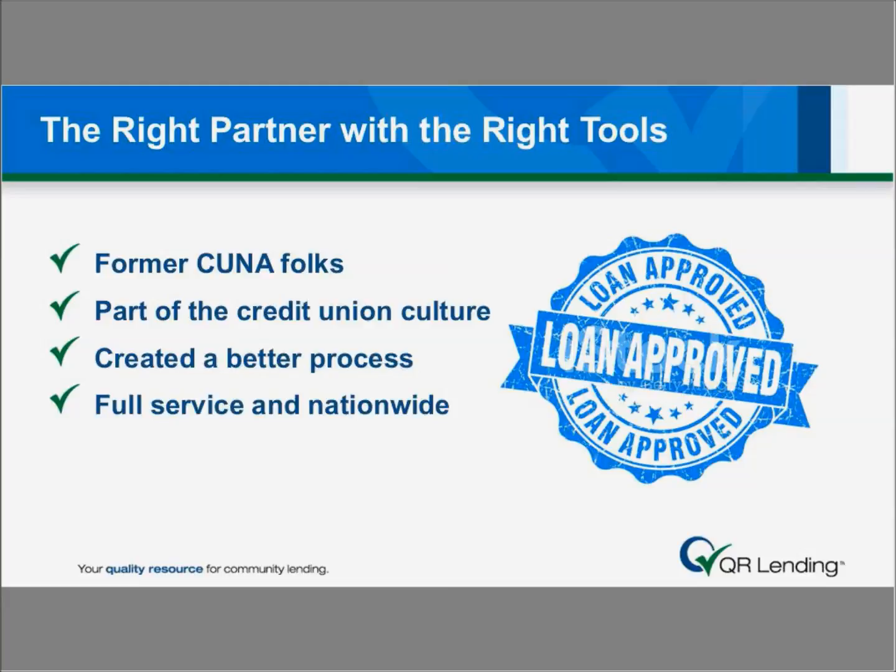And we did. QR Lending can lend in all 50 states with all of our channels of business, all of our mortgage products, including conventional, FHA, and VA loans, contract services, private label subservicing, in addition to our full appraisal services nationwide.